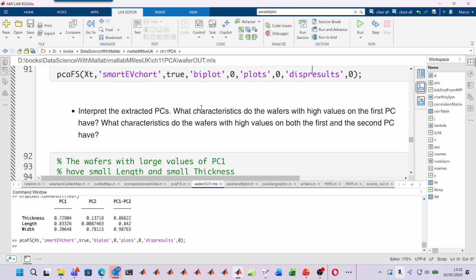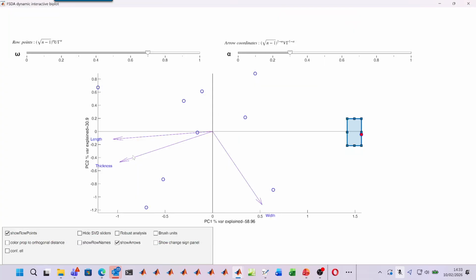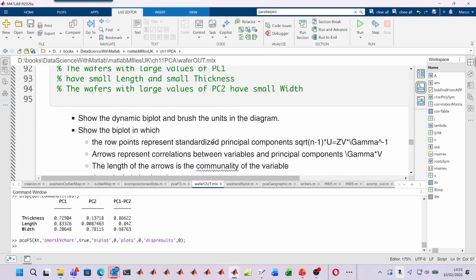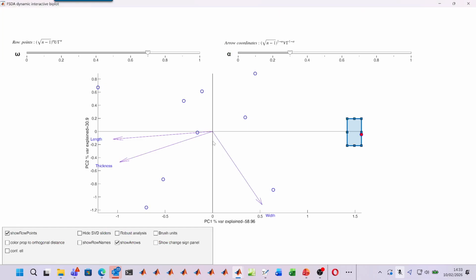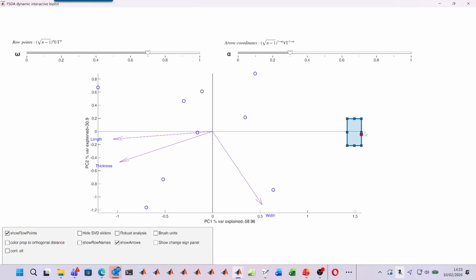Now interpret: the wafers which have large values of PC1 have small length and small thickness. Now, look at the arrow of width. The arrow of width is more correlated with the second rather than with the first. You see that the angle here is smaller than the angle here, right? So it is positively correlated with the first, but negatively correlated with the second, because the direction goes down, right?